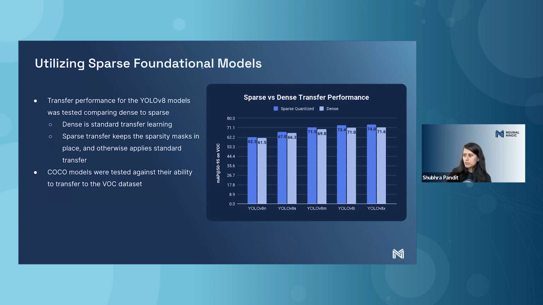Here we are seeing numbers of the sparse transfer process onto the VOC dataset for the different models and how they recovered accuracy. The sparse models are in this dark blue shade, and the dense models are in the lighter one. We see that the sparse models actually recovered to and outperformed their dense baselines here.